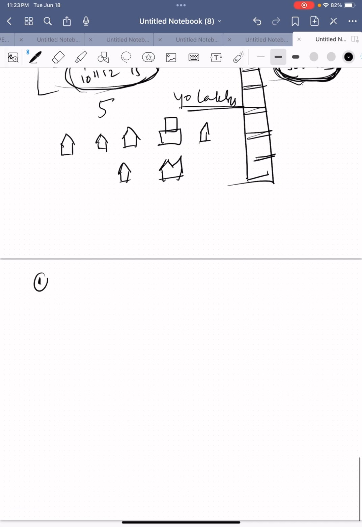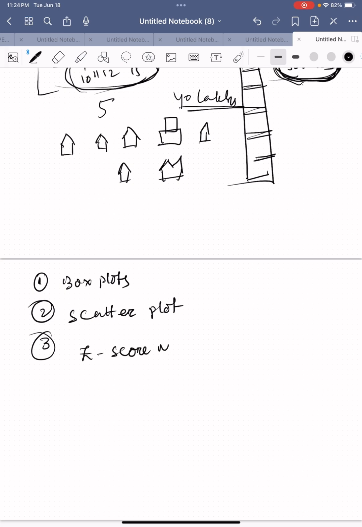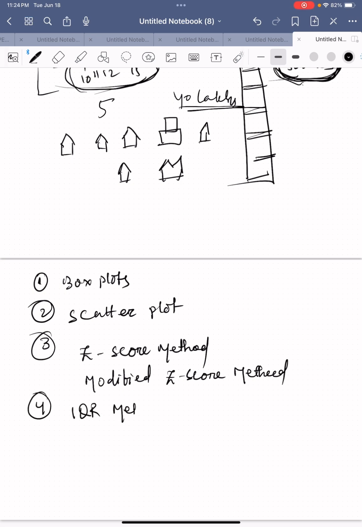Okay. So there are different methods we can use to identify outliers. One way is box plots. The second way is a scatter plot. Another way we can identify an outlier is by using the Z-score method. And there is another one, the modified Z-score method. And there is the IQR method, or interquartile range method.